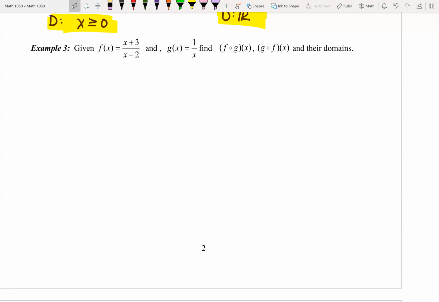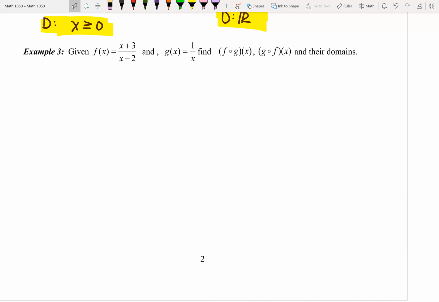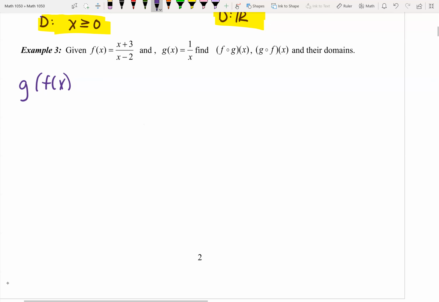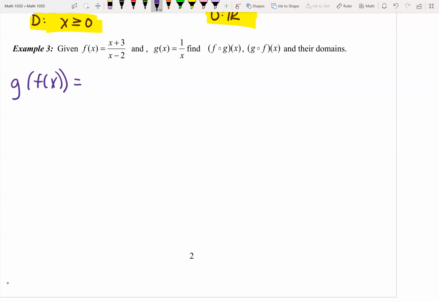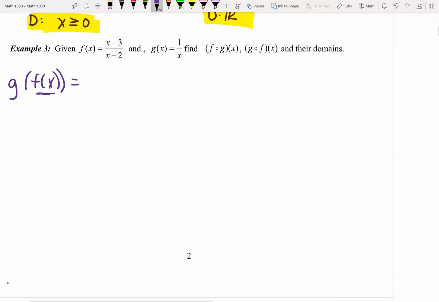Okay, example 3. Find f of g of x and g of f of x and find the domains, and this gets really ugly. I'm just warning you. Okay, let's do the easy one first. Let's do g of f of x. Everybody has nice confidence and understood, and then I'm going to go to the tougher one. Okay, so see this f of x, replace it with what f of x is. So you're finding g of x plus 3 over x minus 2.